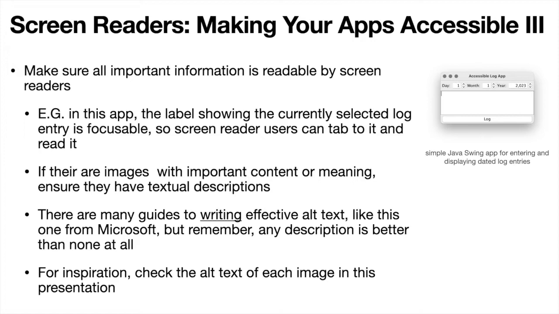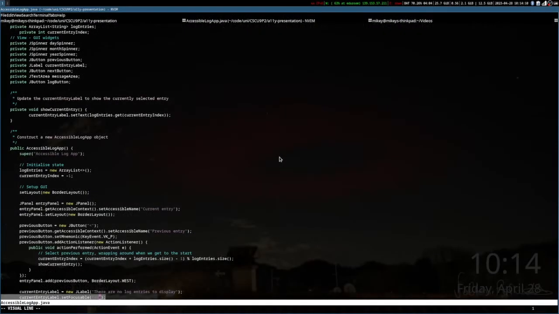In this app, we have a label that currently screen reader users cannot access because it is not keyboard focusable. And unfortunately, in our case, that label just so happens to be the label that has the text containing the current log entry, so we should probably fix that. Fortunately, this is very easy to fix. All we have to do is call the setFocusable method on the control and pass in true.